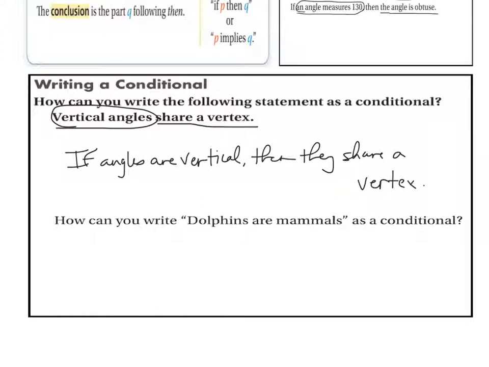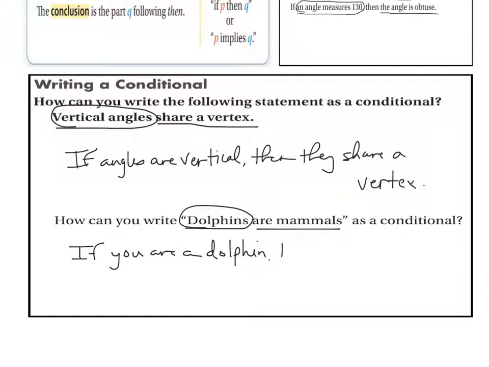Next, how can you write dolphins are mammals as a conditional? Very easily, again, the fact that they're dolphins is going to be my hypothesis, and the conclusion is going to be that they are mammals. So, if you are a dolphin, then you are a mammal.